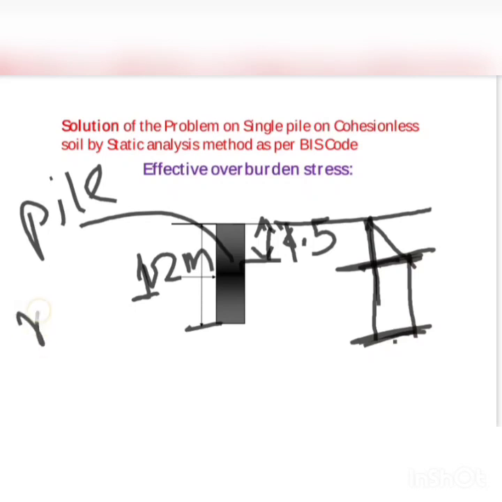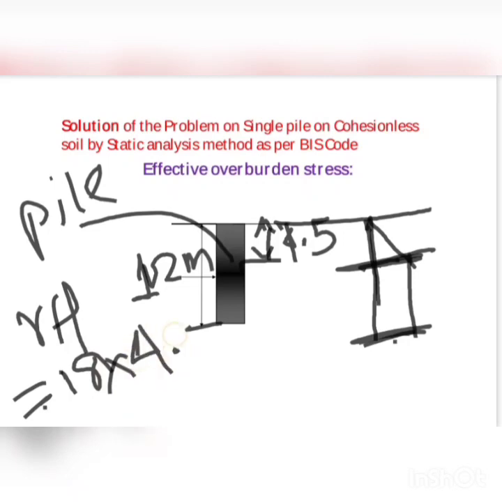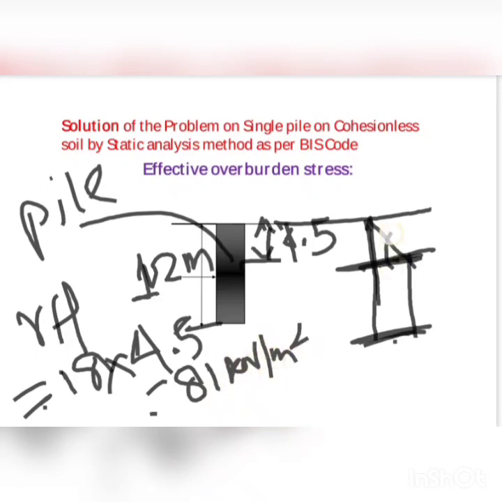You can find it like gamma into H. So the gamma, that is the unit weight of the sand, is given as 18, and H, the critical depth, is 4.5. If you multiply it, you will find 81 kilonewton per meter square. So here the value is 81 kilonewton per meter square, and here also this value remains constant.